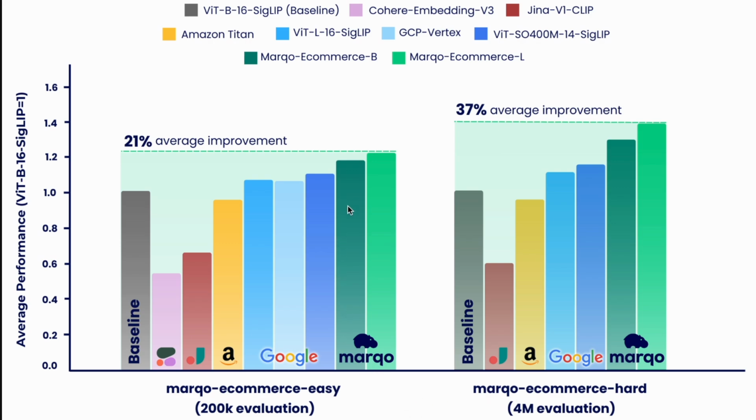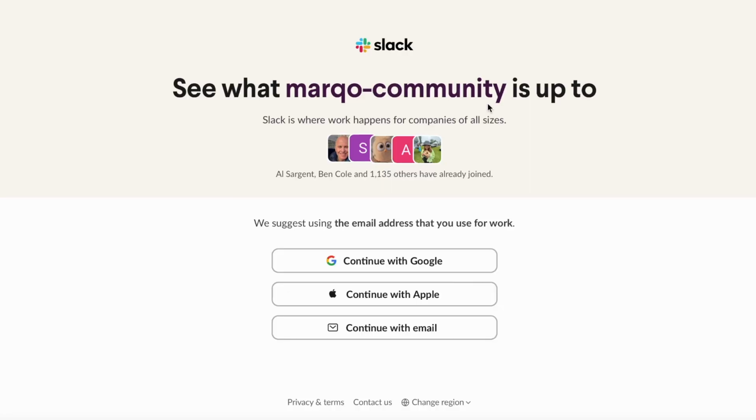We can see Marqo Ecommerce B and Marqo Ecommerce L denoted by the green bar charts in this graph. There's an average improvement of 21% for the easy evaluation, an average improvement from the base model, which is ViT-B-16 SigLIP, and for the hard dataset we see a 37% average improvement, which is quite literally phenomenal for these models. If you're interested, please check out this blog. It's incredibly detailed and goes into all of the benchmarking processes, and you can even replicate the benchmarking yourself. So head over to this blog for more information. And if you have questions, make sure to sign up to Marqo's community on Slack. I'll put the link in the description.